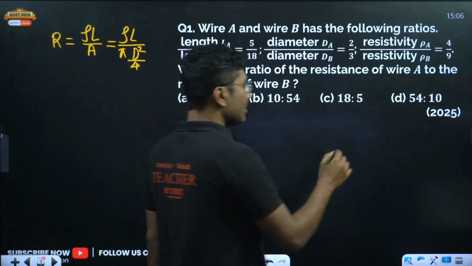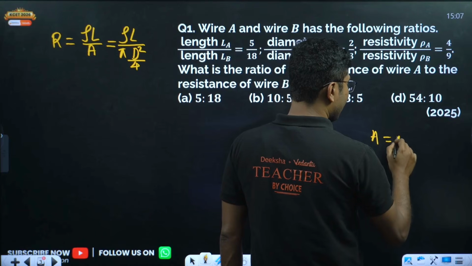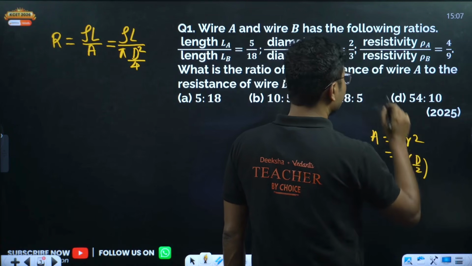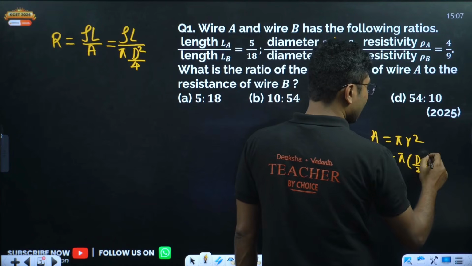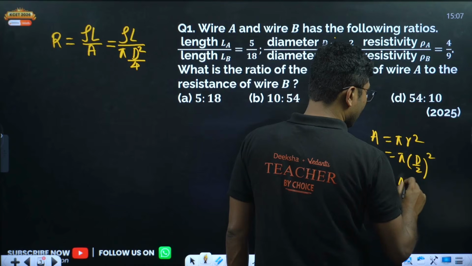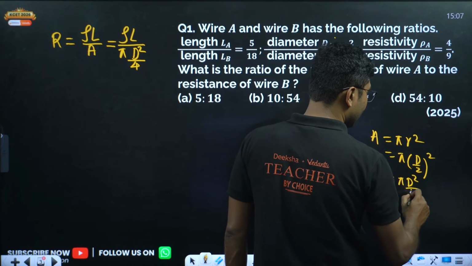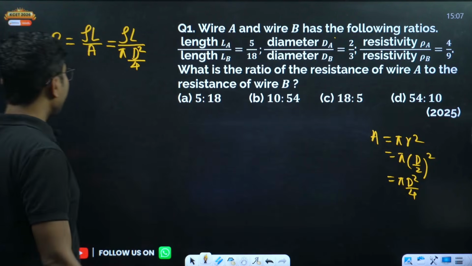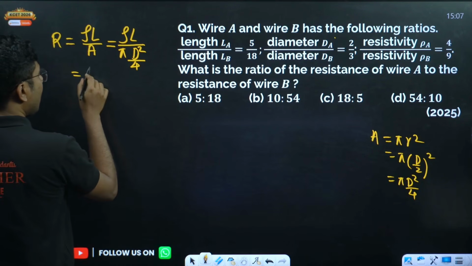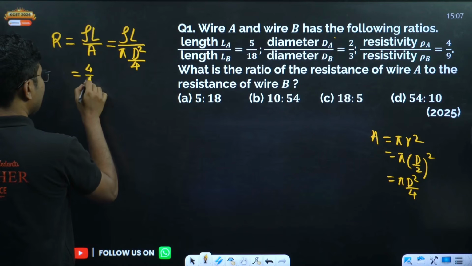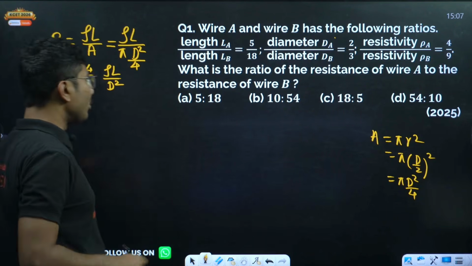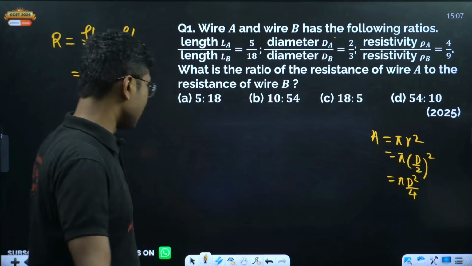Area is what? Area is pi r square. Now what is r? r is diameter divided by 2. So here, the diameter's ratio is given. Anyway, it does not matter, as diameter's ratio and radius's ratio are all the same, but in the question it is given as D, so we cannot ignore that, so we will use it, right? So you can write this as 4 by pi rho L upon d square. Okay, 4 by pi rho L by d square is the resistance of a wire.